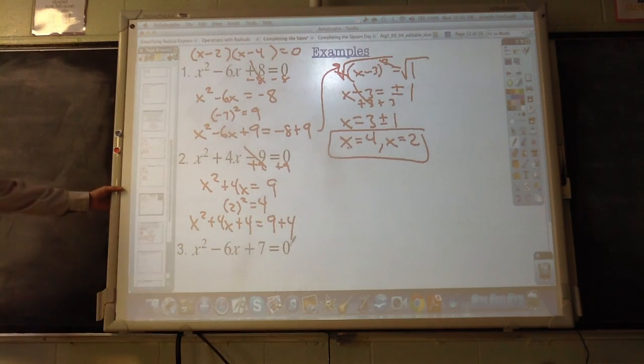I've got a question. Instead of waiting to combine the like terms on the 9 and the 4, can you go ahead and add them together before you factor? Sure, sure.